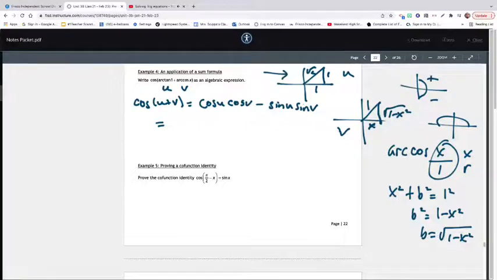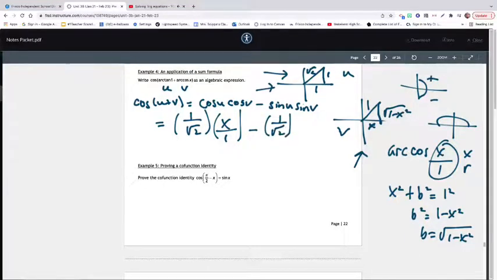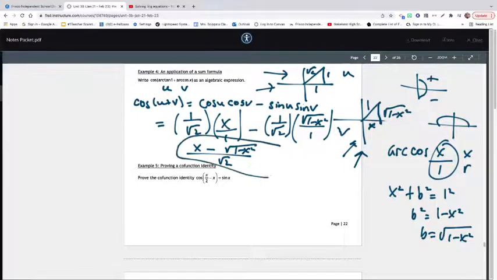Go to this one for U. Cosine is adjacent over hypotenuse. Cosine V, we go to this one, was just x over 1. Minus sine U, back to this one. Sine was 1 over square root of 2. Sine V for this one would be square root of 1 minus x squared over 1. Multiply straight across, you get x, and then minus the square root of 1 minus x squared all over the square root of 2. And technically you could rationalize that, but I think this is fine.